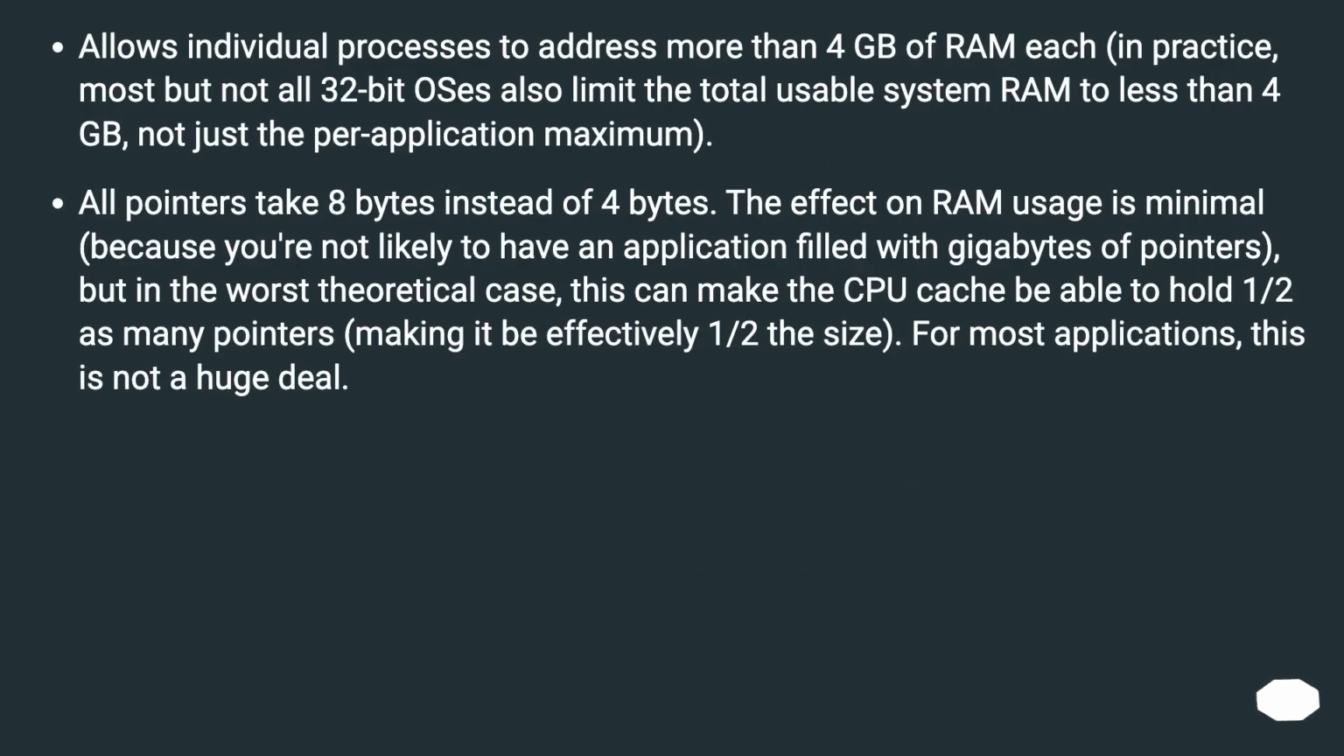In practice, most but not all 32-bit OSes also limit the total usable system RAM to less than 4 GB, not just the per-application maximum. All pointers take 8 bytes instead of 4 bytes. The effect on RAM usage is minimal, because you're not likely to have an application filled with gigabytes of pointers, but in the worst theoretical case, this can make the CPU cache able to hold half as many pointers, making it effectively half the size. For most applications, this is not a huge deal.